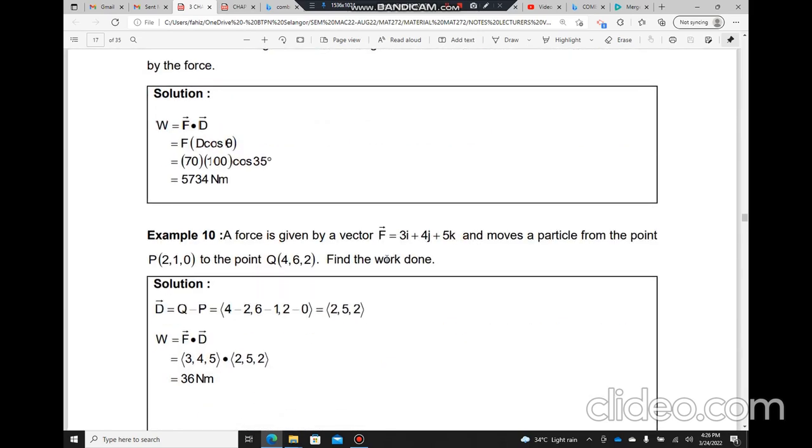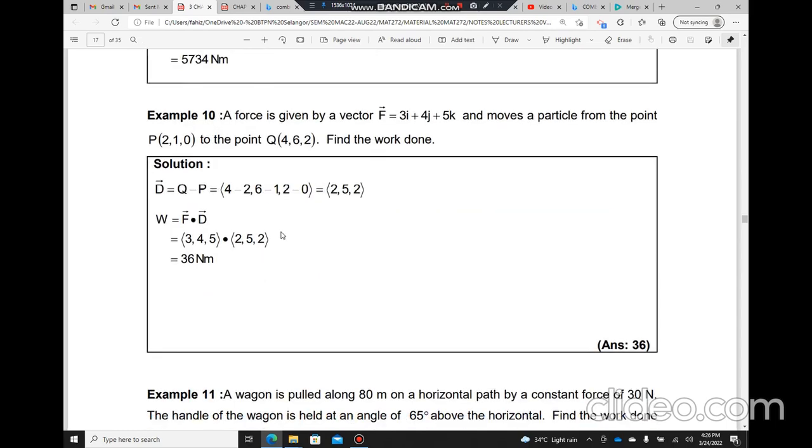But for this one, it is given in the form 3i plus 4j plus 5k, and then moves from point P(2,1,0) to Q(4,6,2). Find the work done. For this one we can use F dot D, but we need the displacement. The force is given directly as 3, 4, 5, so we substitute 3, 4, 5. But the displacement is not given directly, it is given as coordinates P and Q.